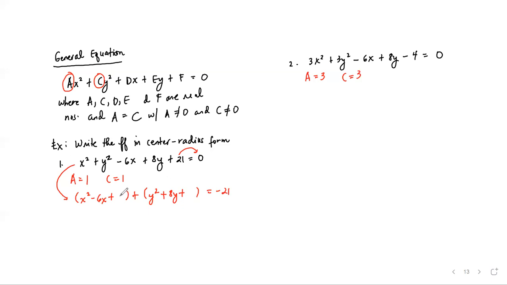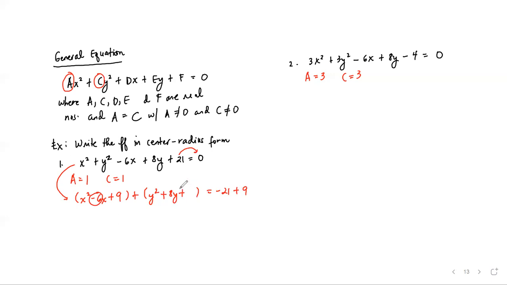And then whatever we add from these two groupings must also be added to the right-hand side of the equation. So for the first grouping, dividing -6 by 2, that gives us -3, and we square it, that gives us +9. So 9 will also be added to the right side.